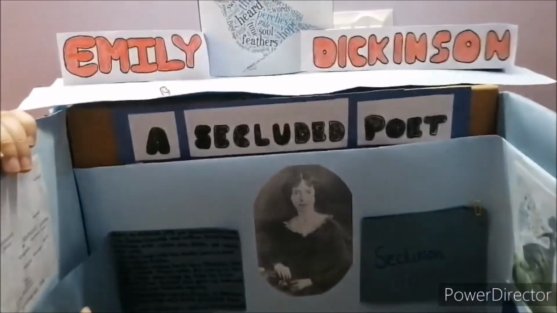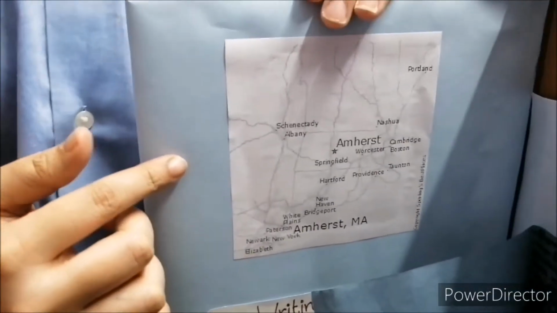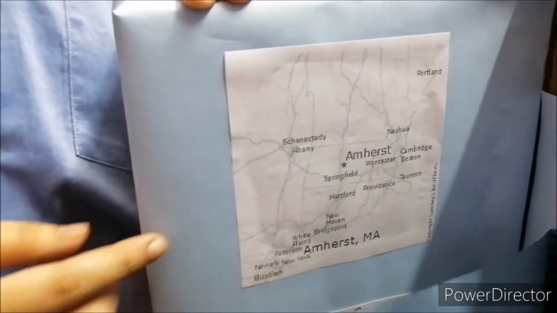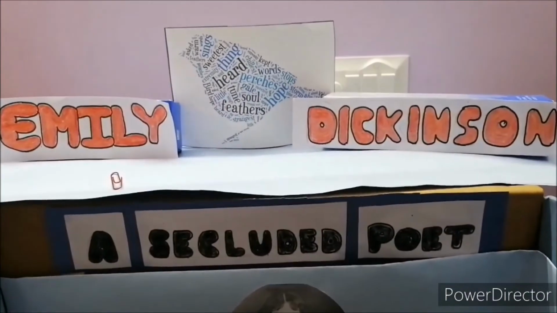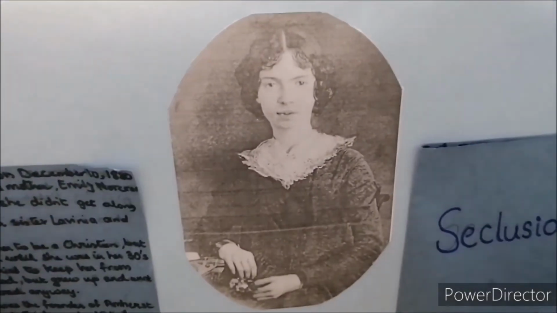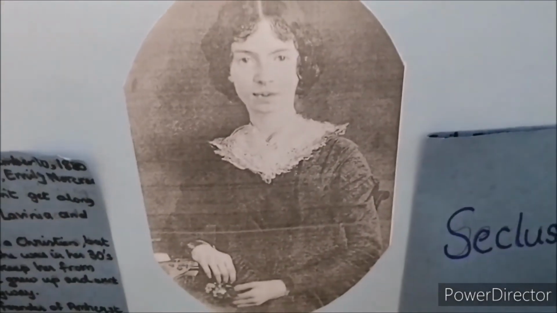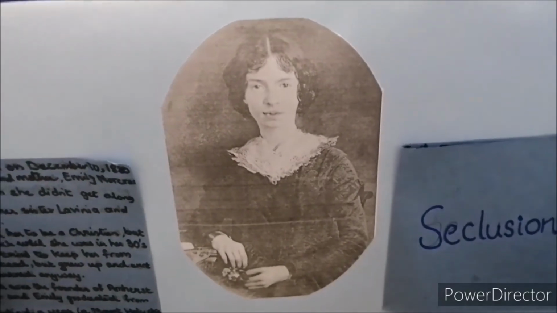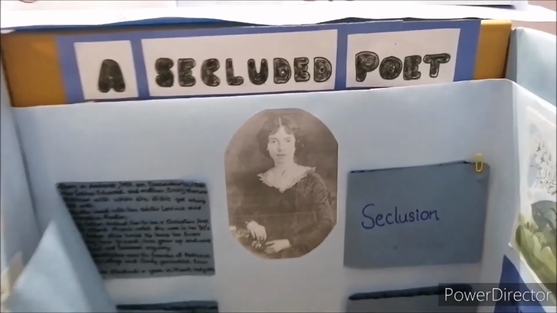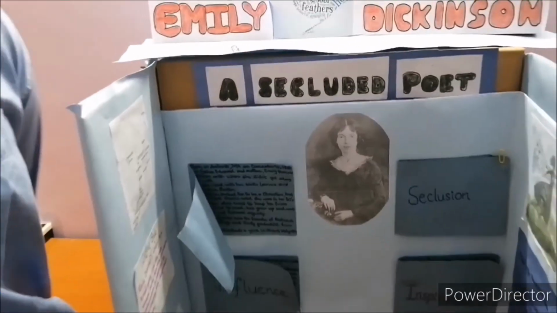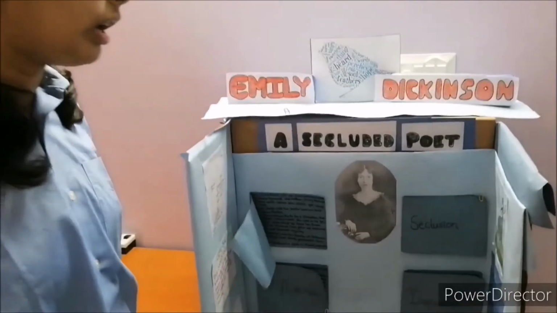She was born on December 10, 1830 in Amherst, Massachusetts. Her father's name was Edward and her mother's name was Emily Norcross. She lived with her brother Austin and sister Lavinia. She was raised to be a Christian, but she did not go to church until she was in her late 30s. She was also discouraged from getting an education, but yet she graduated from Amherst Academy and also attended a year at Mount Holyoke.